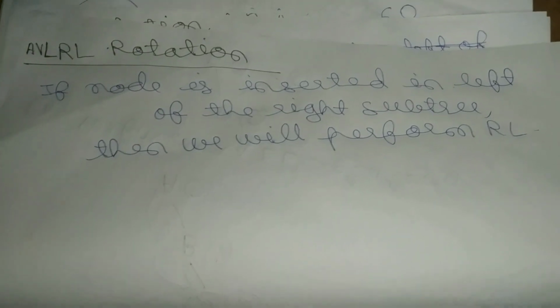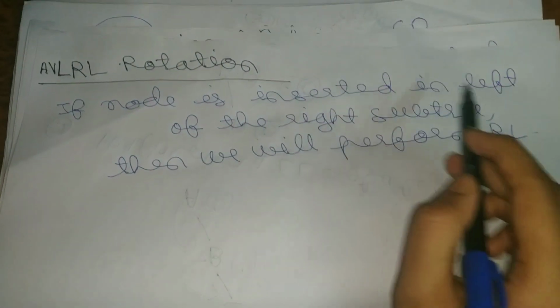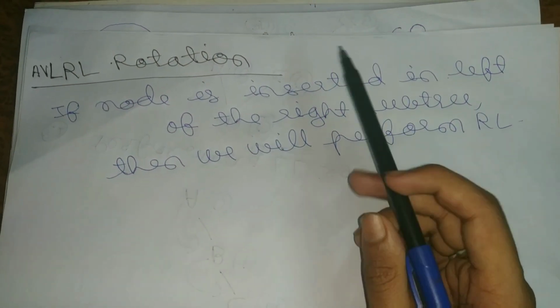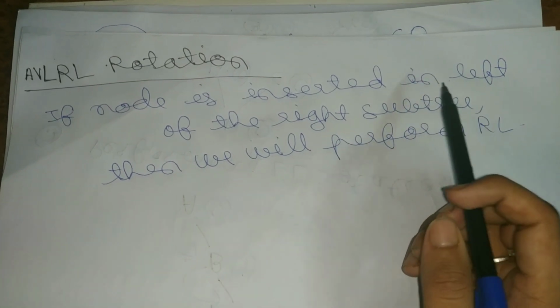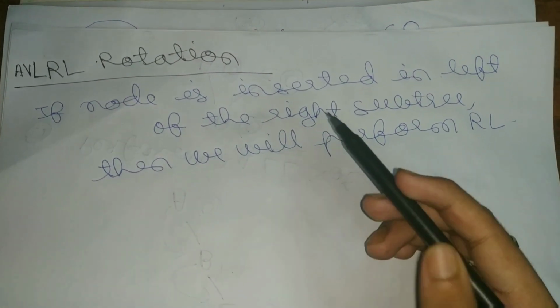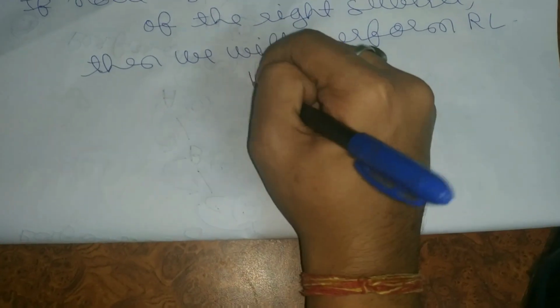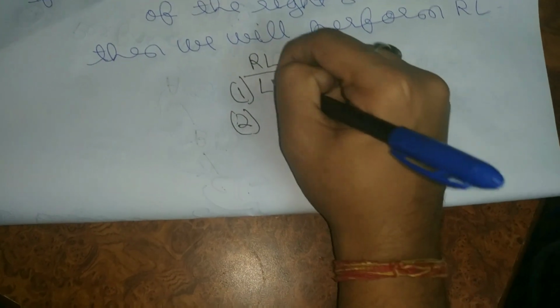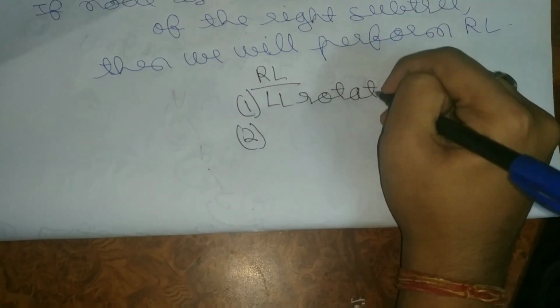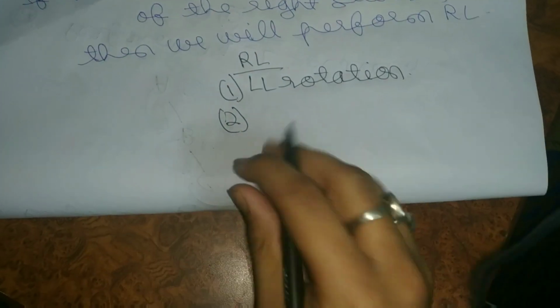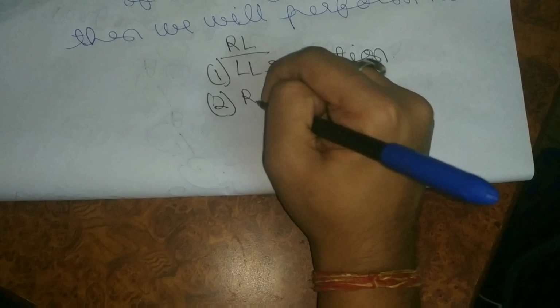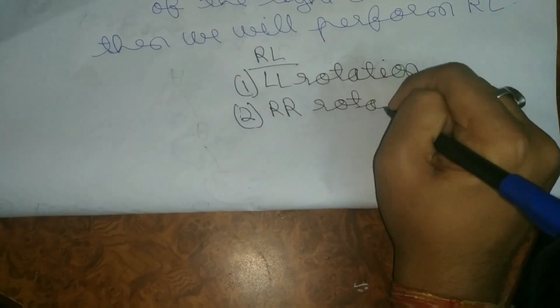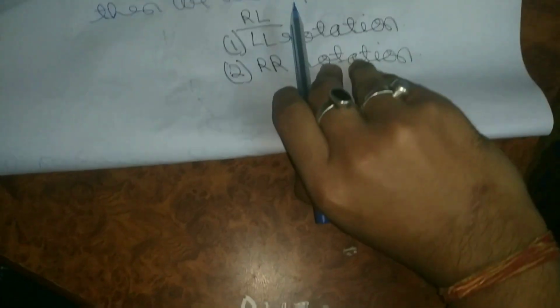Next, RL rotation. So see, this is AVL rotation if a node is inserted in the left of the right subtree. In LR rotation we know that it is right of the left subtree, and here in RL rotation, left of the right subtree. So we have to perform RL rotation. Same way, in RL rotation we will perform 2 rotations. First we perform LL rotation, which is from left to right, and next we will perform RR rotation, which is from right to left. Okay, so see, we will take one example now.